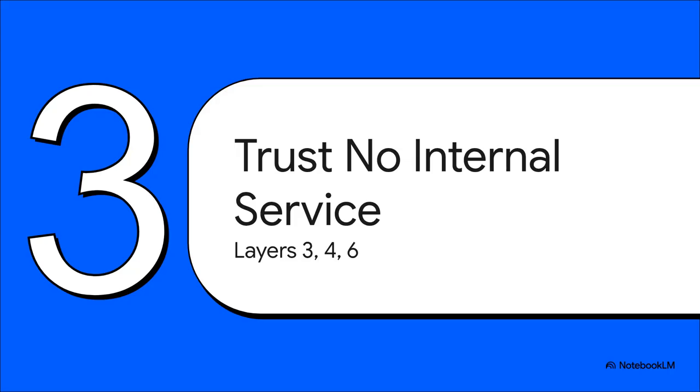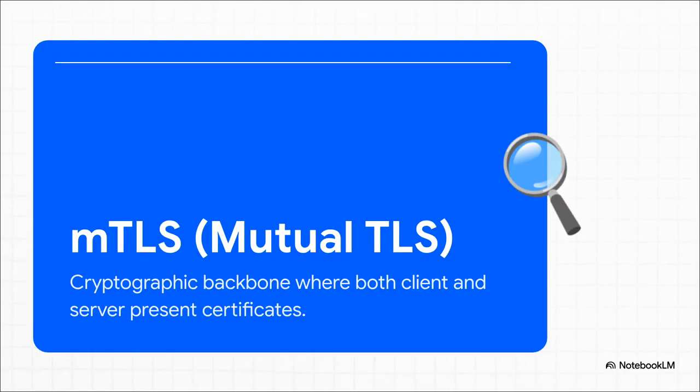All right, into the internal network we go with part 3, trust no internal service. Once we're inside the walls, we hit layer 4, mutual TLS, or mTLS. Now, you use standard TLS every day on secure websites, right? The server proves its identity to your browser, but mTLS is a two-way street. It's the cryptographic backbone of how these services talk. When microservice A talks to microservice B, both sides have to present certificates to validate each other before a single byte of data is exchanged.